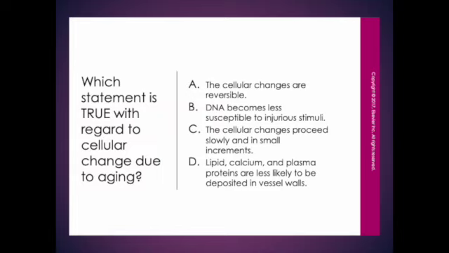So then, which statement is true with regard to cellular change due to aging? A, the cell changes are reversible. B, DNA becomes less susceptible to injurious stimuli. C, the cellular changes proceed slowly in small increments. D, lipid, calcium, and plasma proteins are less likely to be deposited in vessel walls.